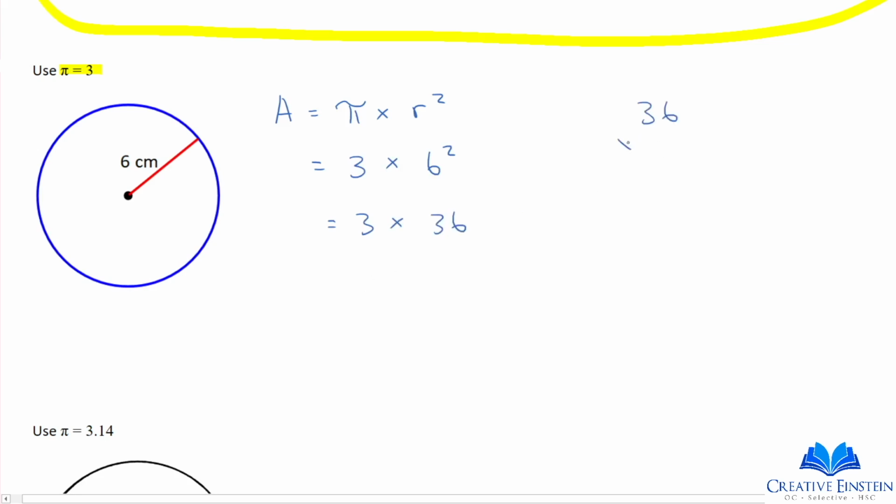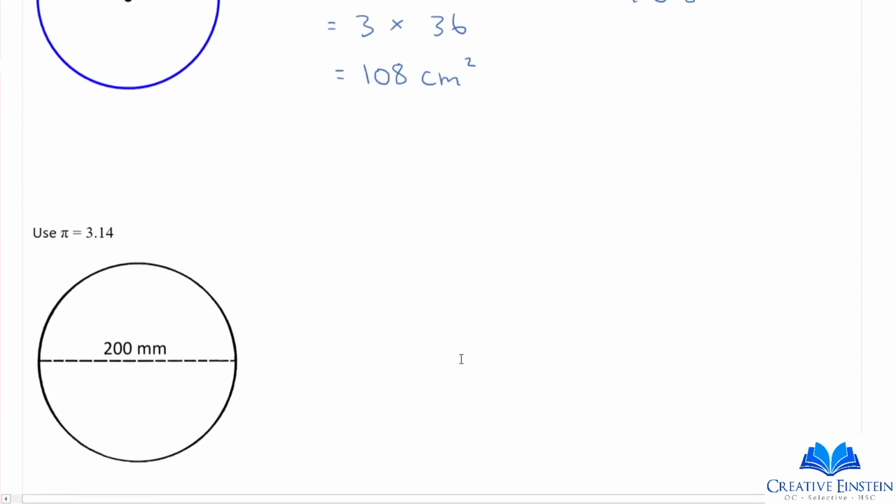So 36 times 3. 3 times 6 is 18. 3 times 3 is 9, plus 1 is 10. So our answer is 108 square centimeters. And we're done. Let's look at a slightly harder example.